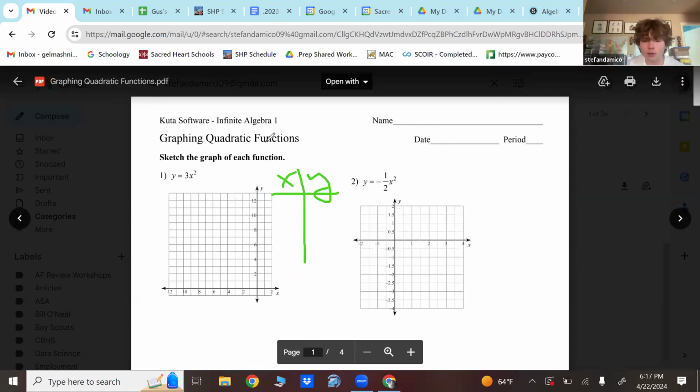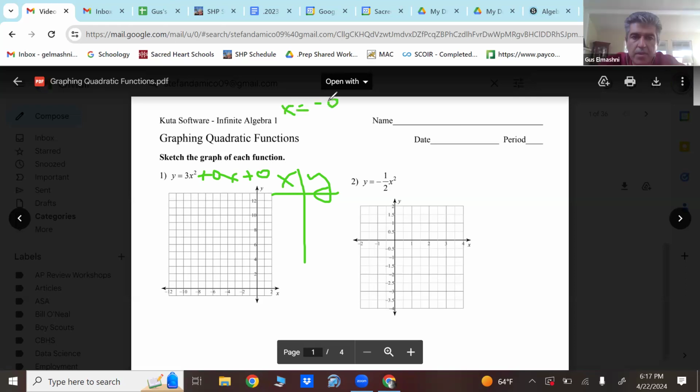So now there's no b value. I mean, if you want to put plus 0x plus 0, go for it. There's no b value. So you do x equals negative b over 2a. So the x coordinate of the vertex is 0. Now, if you plug 0 back into the original equation, what do you get?